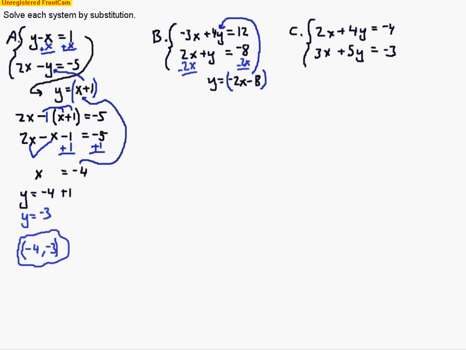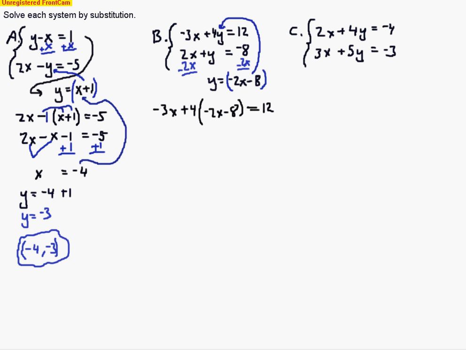So we're rewriting that top equation, negative 3x plus 4, but 4 is being multiplied by y. So I need to put that negative 2x minus 8 in parentheses. And then this all equals 12.